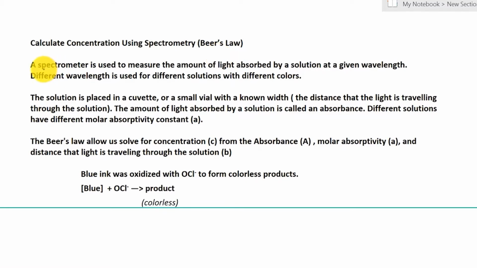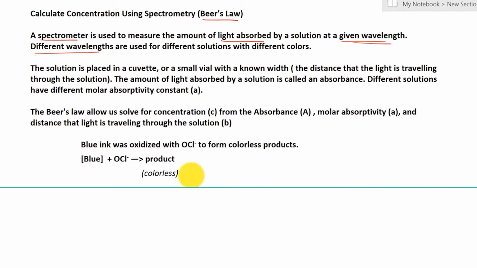Well, using a spectrometer and the Beer law. First of all, a spectrometer is used to measure the amount of light absorbed by a solution. Now, this light is absorbed at a specific wavelength, and different wavelengths are used for different solutions with different colors, because different colors absorb different wavelengths of light. Before we talk about that, let's talk about what is happening in a spectrometer.